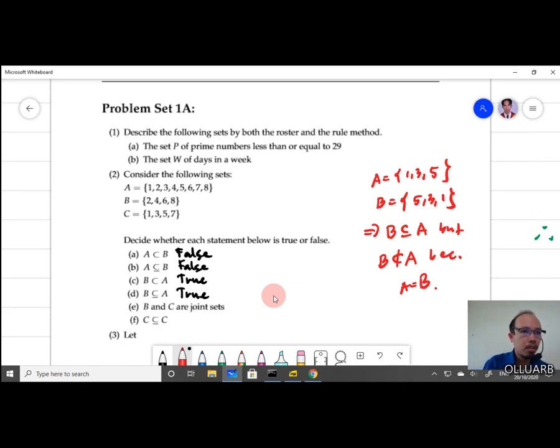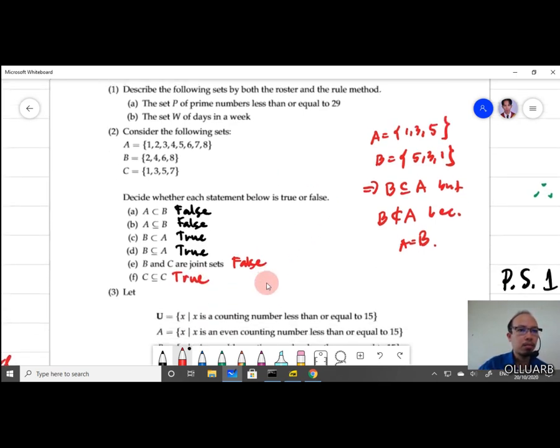Okay, so to answer letter E, B and C are disjoint sets. So if there's a common, no common, so this is false. C is a subset of C. This is true because all elements of C are also elements of itself.